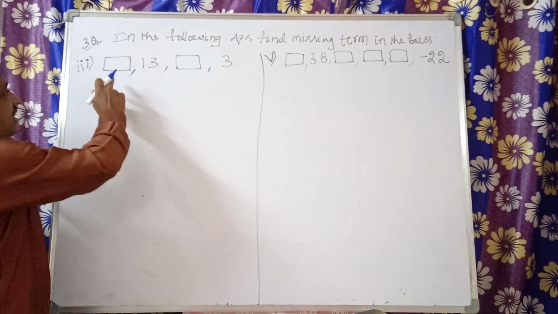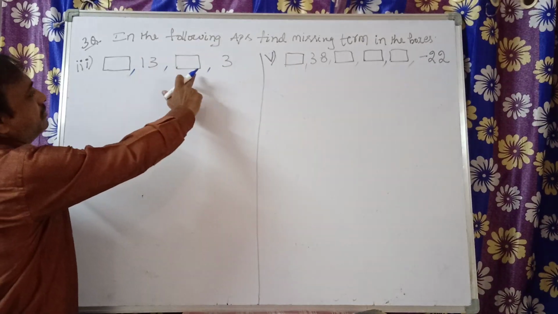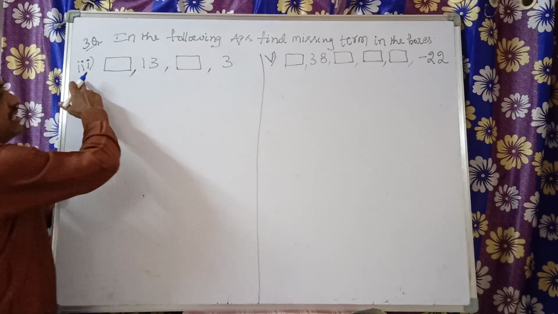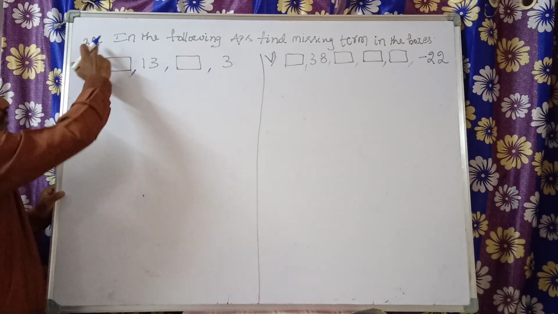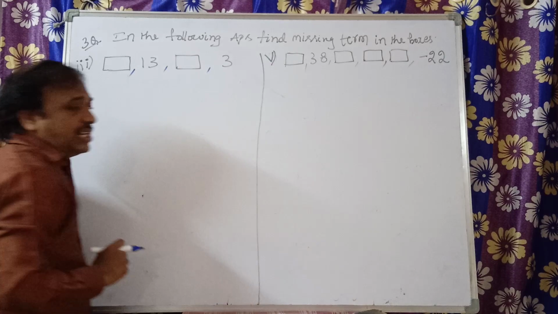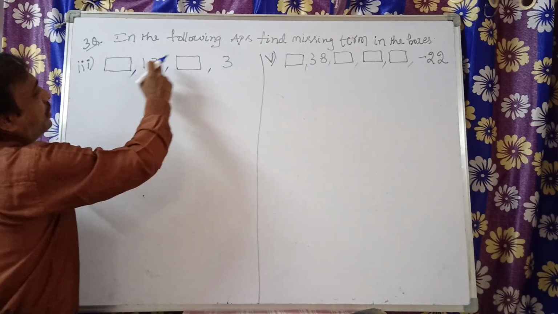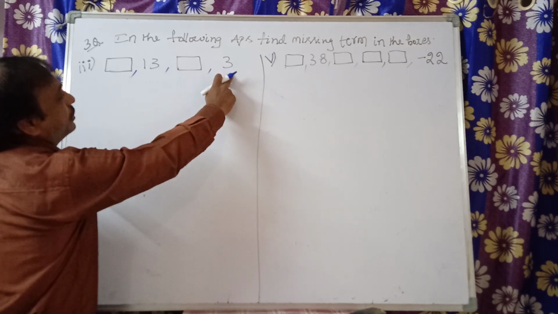As we know, look at this. This is the first term, second term, third term, fourth term. This is the third question, third bit, and fifth question I wrote here. So the first one we don't know. The second term we know. The third term we have to find out. Again the fourth term is given.